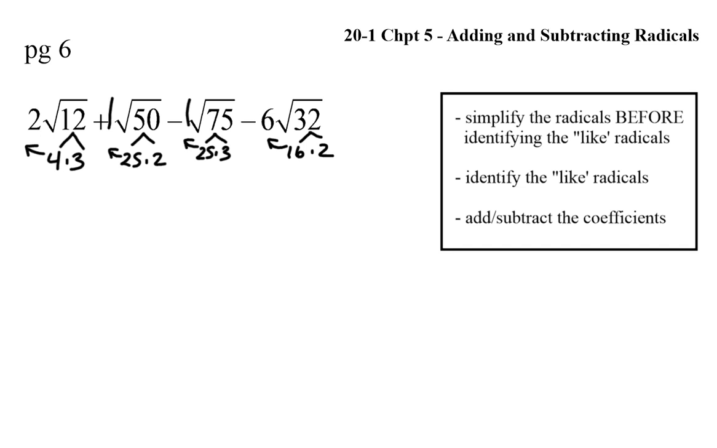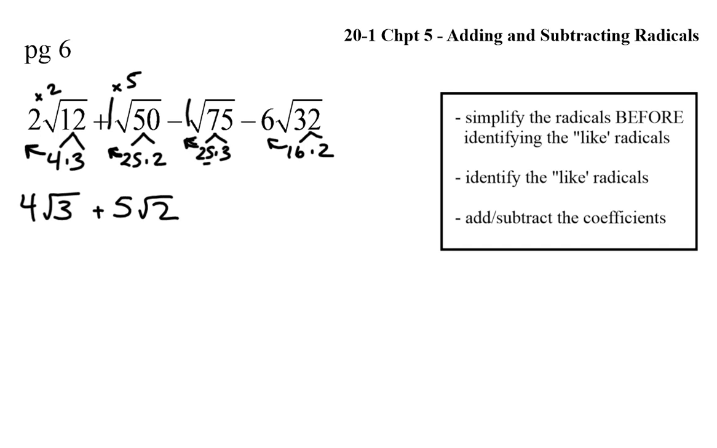Hopefully that'll give us some like radicals after we've simplified. When we root out the 4, that means it's becoming a 2. So 2 times 2 leaves us with a 4 root 3. 25 gets rooted out. 25, when it's rooted out, is a 5. So we have to multiply 1 by 5, which now leaves us with a 5 root 2.